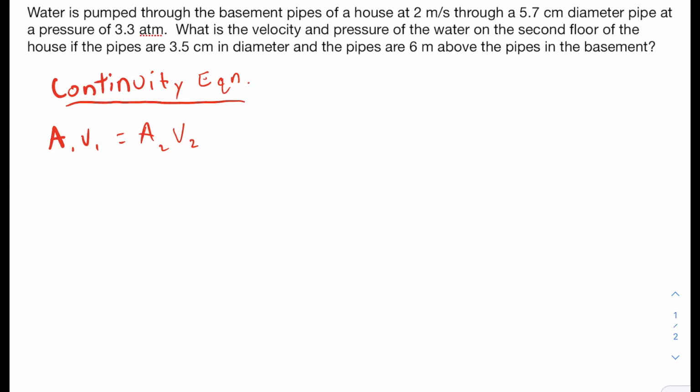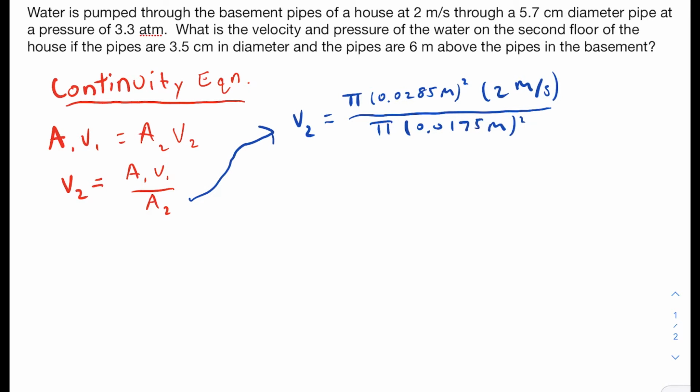Rearranging the equation, we can see that V2 is equal to A1 multiplied by V1 divided by A2. We can then just plug in the information that we're given. We know that the cross-sectional area of a pipe is equal to pi multiplied by the radius squared. We're given the diameter of each pipe in centimeters, so we can determine that the radius of the basement pipe is equal to 0.0285 meters, and the radius of the second floor pipe is equal to 0.0175 meters.